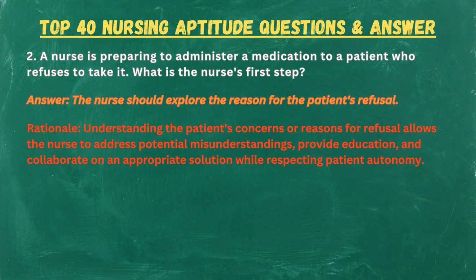2. A nurse is preparing to administer a medication to a patient who refuses to take it. What is the nurse's first step? Answer. The nurse should explore the reason for the patient's refusal. Rationale. Understanding the patient's concerns or reasons for refusal allows the nurse to address potential misunderstandings, provide education, and collaborate on an appropriate solution while respecting patient autonomy.